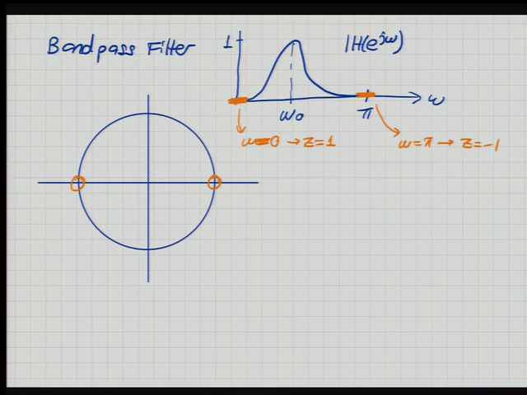What happens in between will be determined by the poles. But now, knowing where the zeros are, I can already write the numerator. So H of z is going to be some coefficient times 1 minus z inverse for the zero at 1, and 1 plus z inverse for the zero at -1. So the denominator will have the same form that we discussed in the previous example.